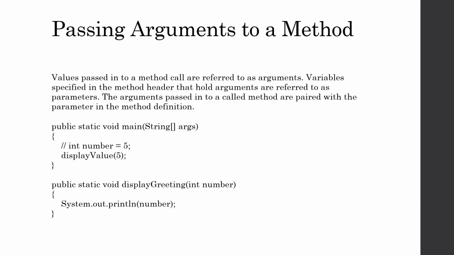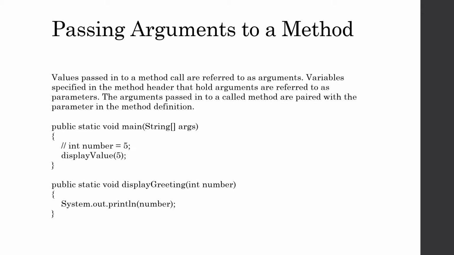So to continue from where we left off in the last video, we took a look at an introduction to methods. We are now going to look at how to start passing arguments into these methods. Any value that is passed into a method, specifically when we're dealing with the method call, is referred to as an argument. And any variables that are specified in the method header that will hold these arguments are referred to as parameters. So there's a key technical distinction between these.